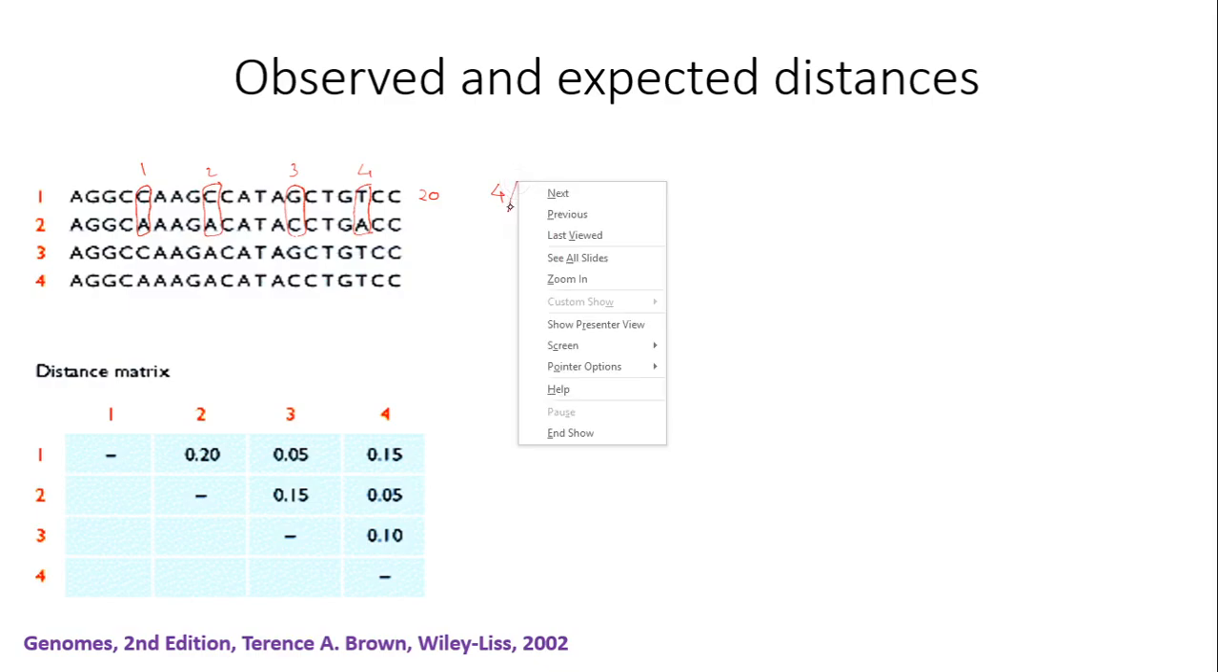Divide this number by the total nucleotide length of your sequence. So if you divide 4 by 20, you would end up with 0.2. That will give you an idea of divergence. This is what I want to say.